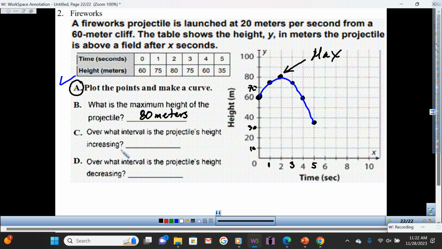All right. We're done with B. Okay, let's go to C. Over what interval, pay attention to that word, what word are they using? Interval, which means interval notation. Is the projectile's height increasing? So, tell your neighbor, between what numbers is it increasing? Between what numbers?